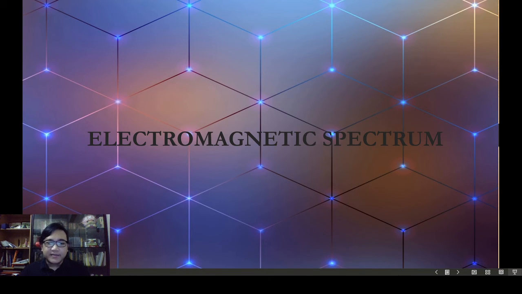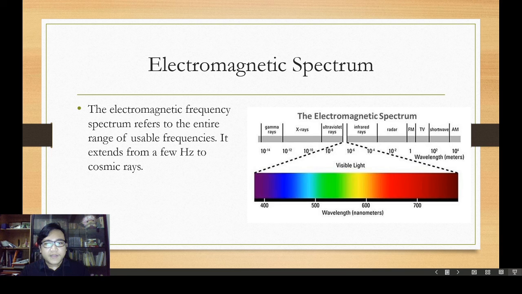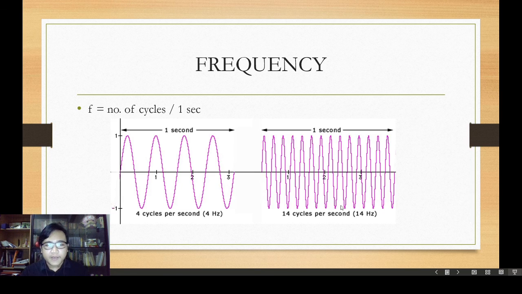The next topic is about the electromagnetic spectrum. What is the electromagnetic spectrum? The electromagnetic frequency spectrum refers to the entire range of usable frequencies. It extends from a few hertz to cosmic rays. So, what is frequency?